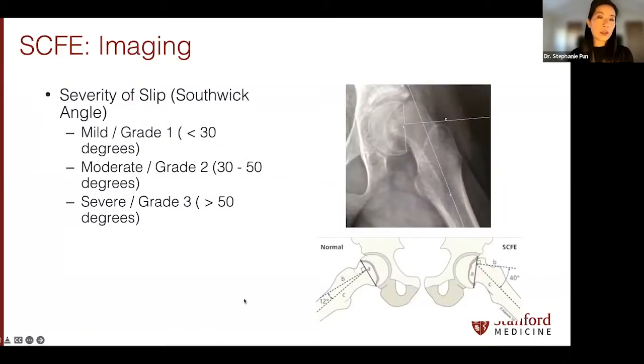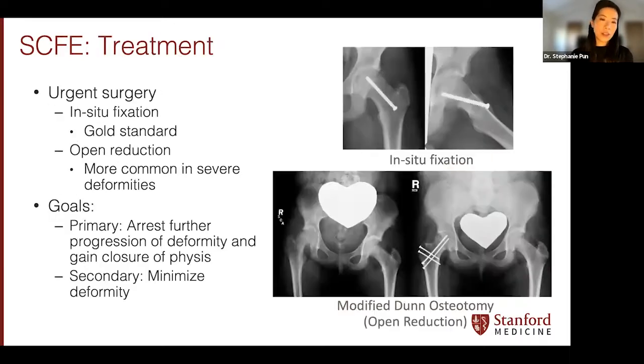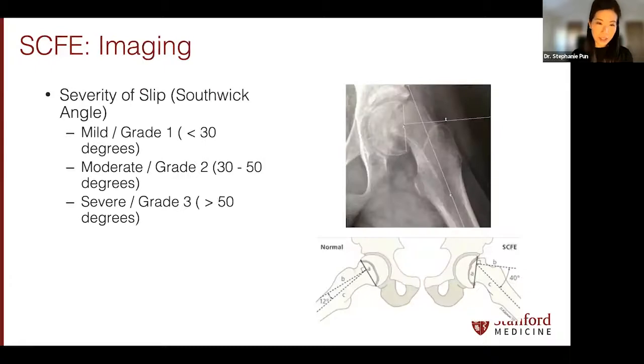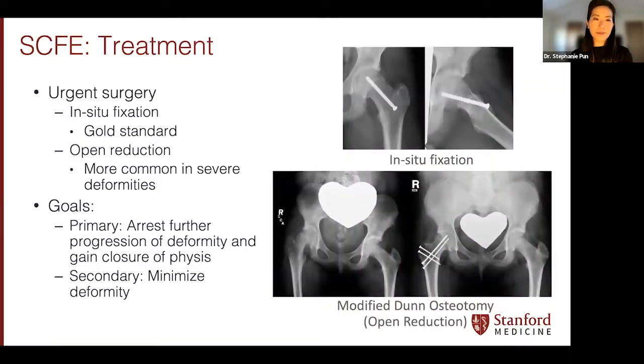And there's a way to grade the severity of the SCFE by measuring something called the Southwick angle. I won't go into the details of measurements, but in general, you can have mild, moderate, and severe SCFEs depending on how high the Southwick angle is. So treatment of a SCFE is surgical. It requires urgent surgical treatment, and in situ fixation is the gold standard because it is very low risk and minimally invasive. Open reduction may be indicated in more severe deformities.